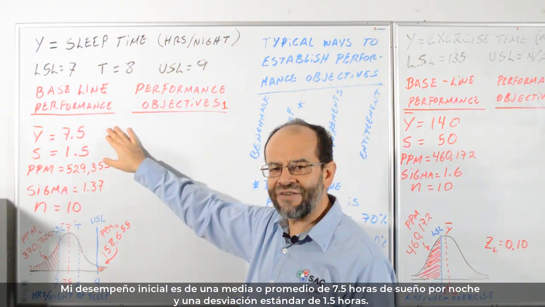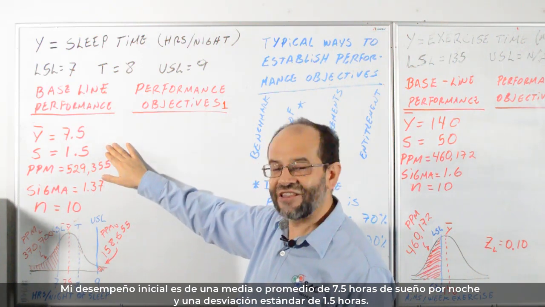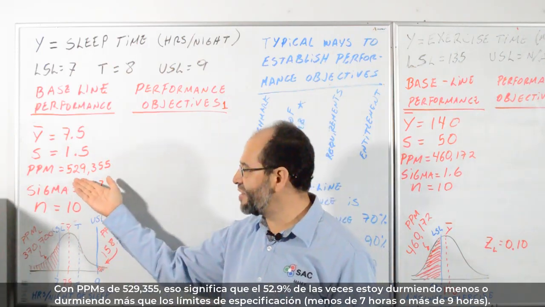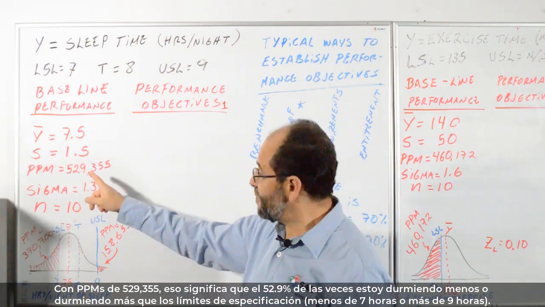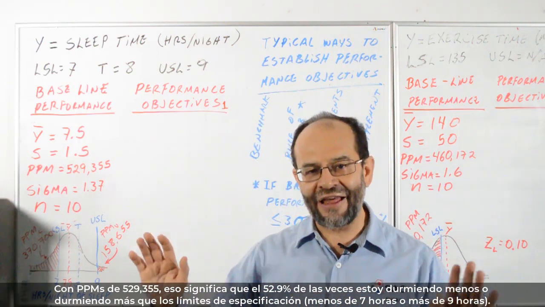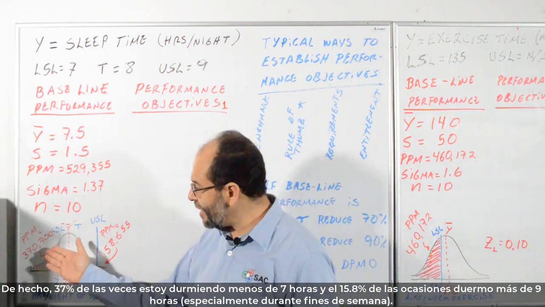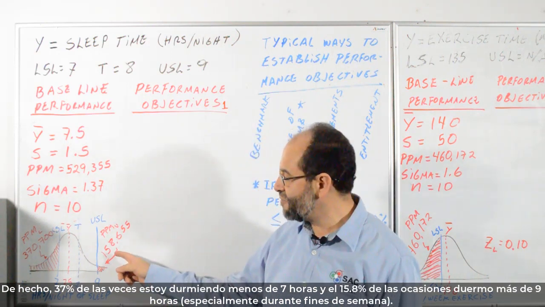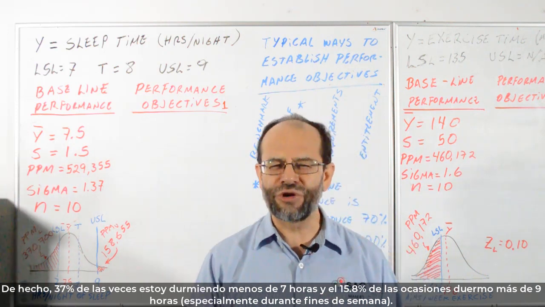My baseline performance, let's say, is this one. I have a mean, an average of 7.5 hours of sleep per night, and the standard deviation of 1.5. The PPMs: 529,355. That means that 52.9% of the times I'm sleeping less or more than the specification limits, less than 7 hours or more than 9 hours. In fact, 37% of the times I'm sleeping less than 7 hours and 15.8% of the times sleeping more than 9 hours, especially during weekends.